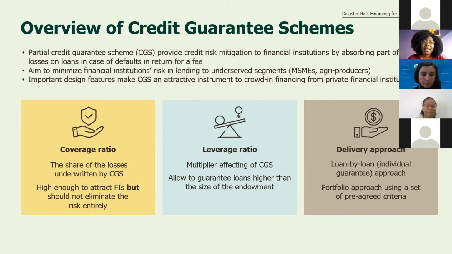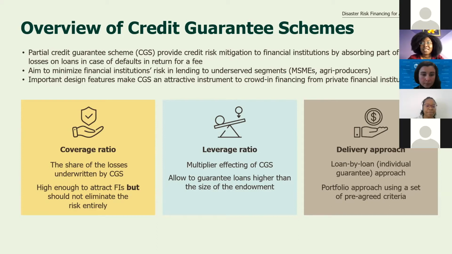And I would like to highlight 3 main design parameters which make credit guarantee schemes more and more in demand in developing countries and worldwide. The first one is the coverage ratio. This is the share of losses underwritten by the PCG. If this coverage is low, financial institutions will not be interested to participate or might not lend to high-need borrowers, so it will miss the objective of encouraging lending to underserved segments.